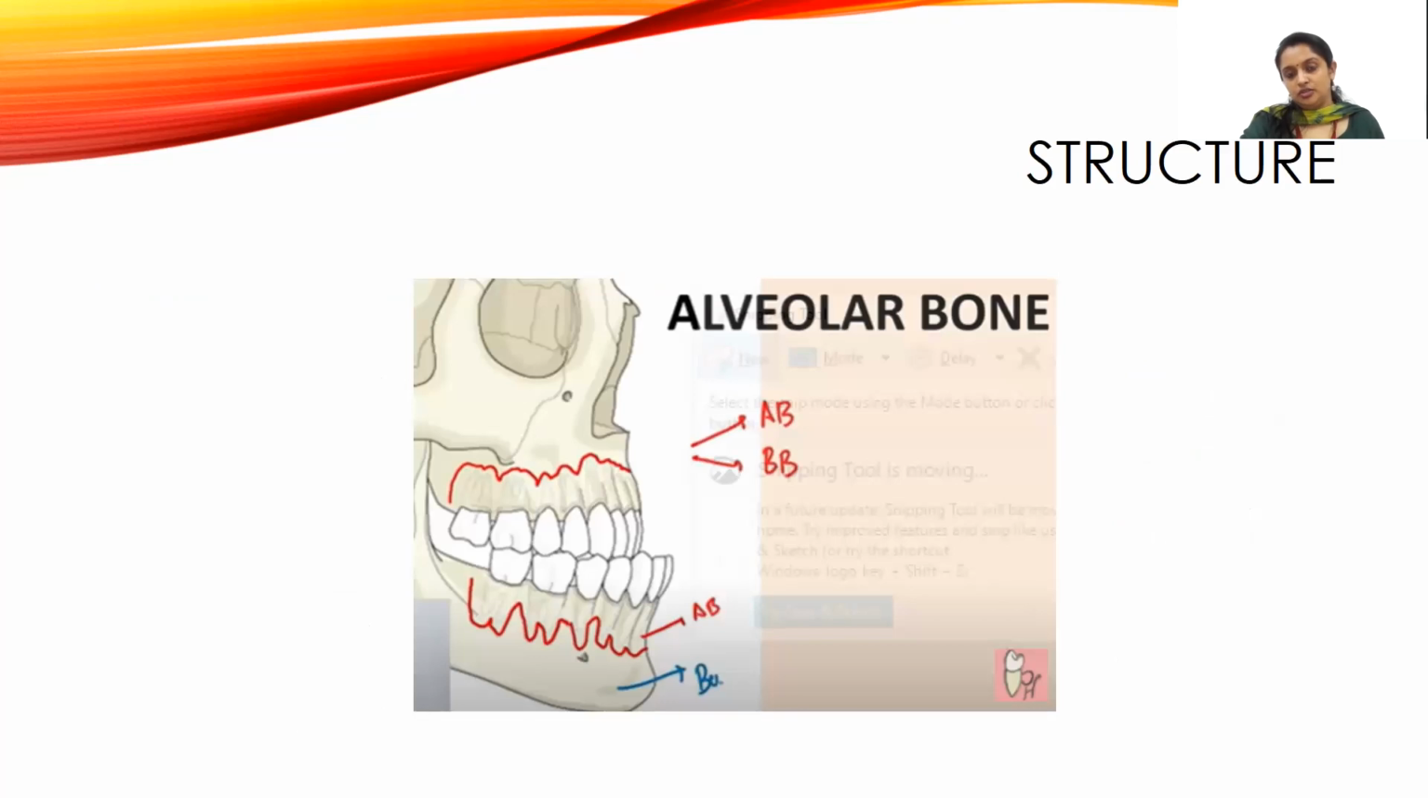Coming to the structure. So now we understood how the alveolar bone develops. Now we'll come to the structure. Our jawbone can be divided into alveolar bone and basal bone, and there is a very arbitrary line dividing the alveolar bone from the basal bone. That arbitrary line can be identified as the end of the roots, or the tip of the roots.